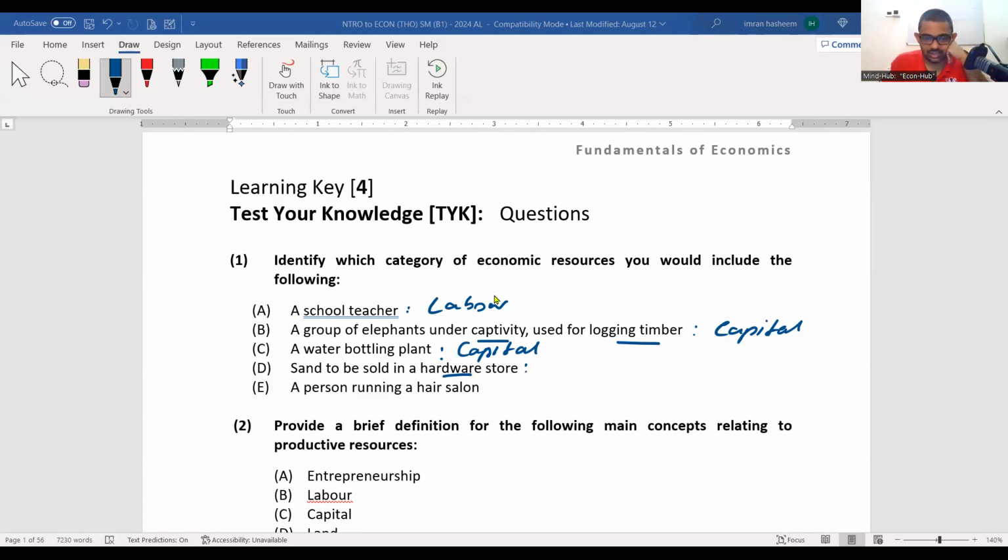Yep, basically capital. Okay. A person running a hair salon. That means you might be cutting hair also, but if you're running the hair salon, what do you need to do? You need to bear the risk of the business. You need to make the strategic decisions. You need to organize the business. You need to be innovative, right? Which means it's entrepreneurship.